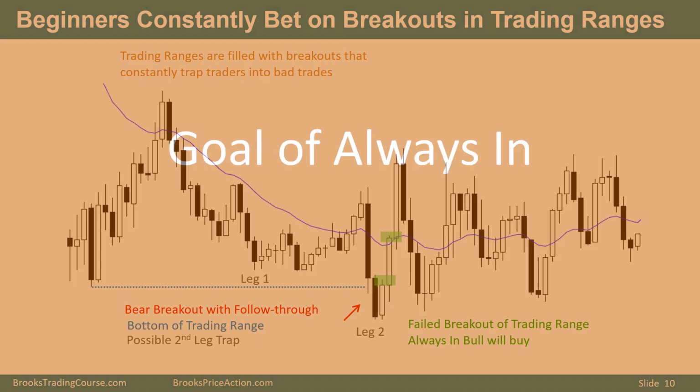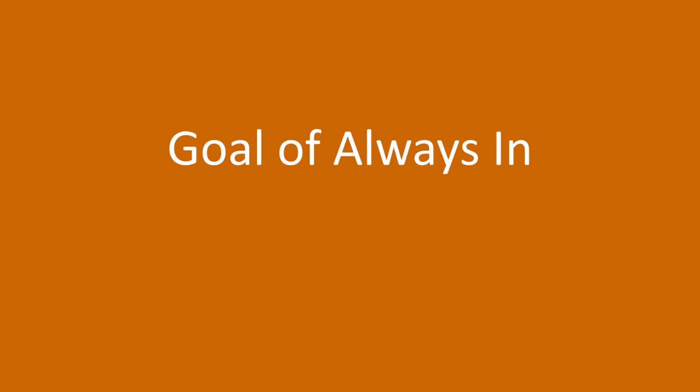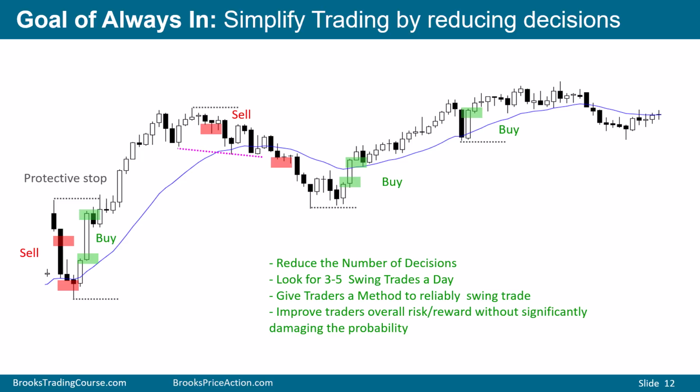So always in, what is the goal? The goal of always in is to simplify our trading and reduce the number of decisions we have to make. Just like that flow chart I showed earlier in this presentation, we want to make a decision tree as short as possible with as few deciding factors as possible to get us in the right direction.